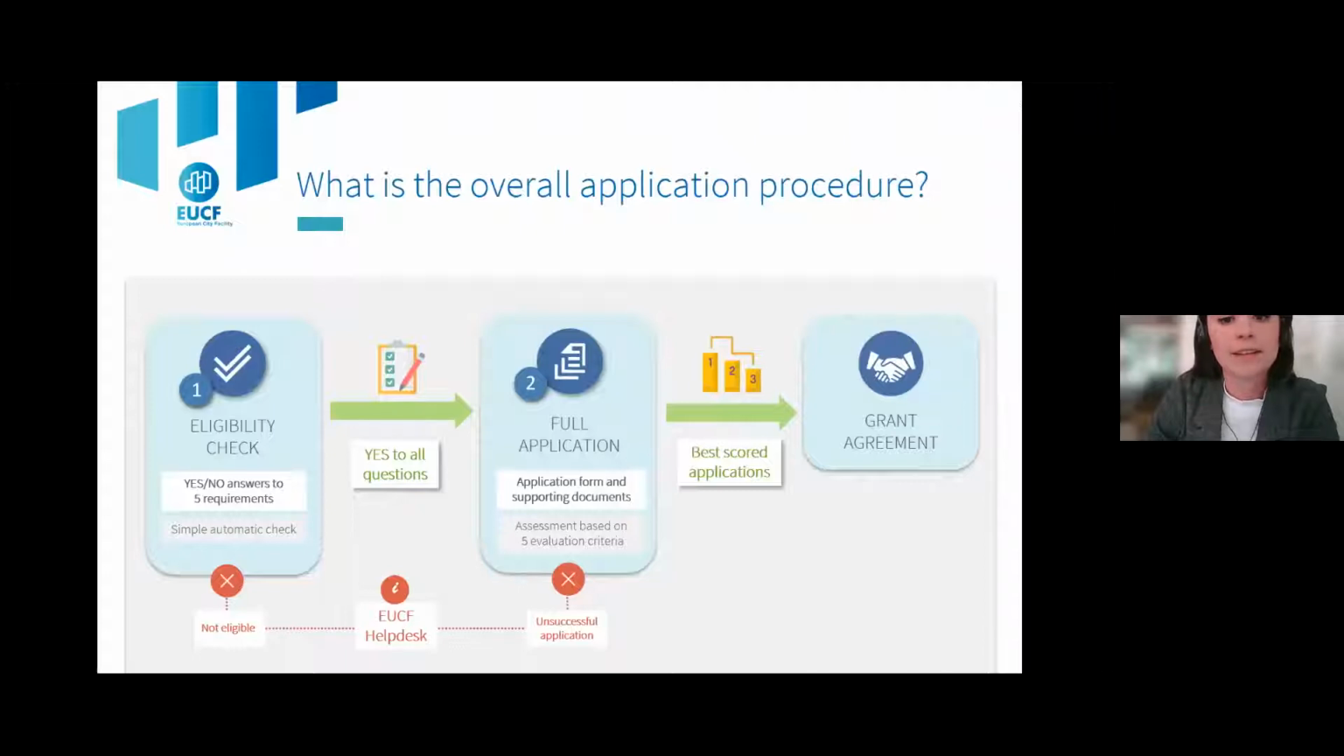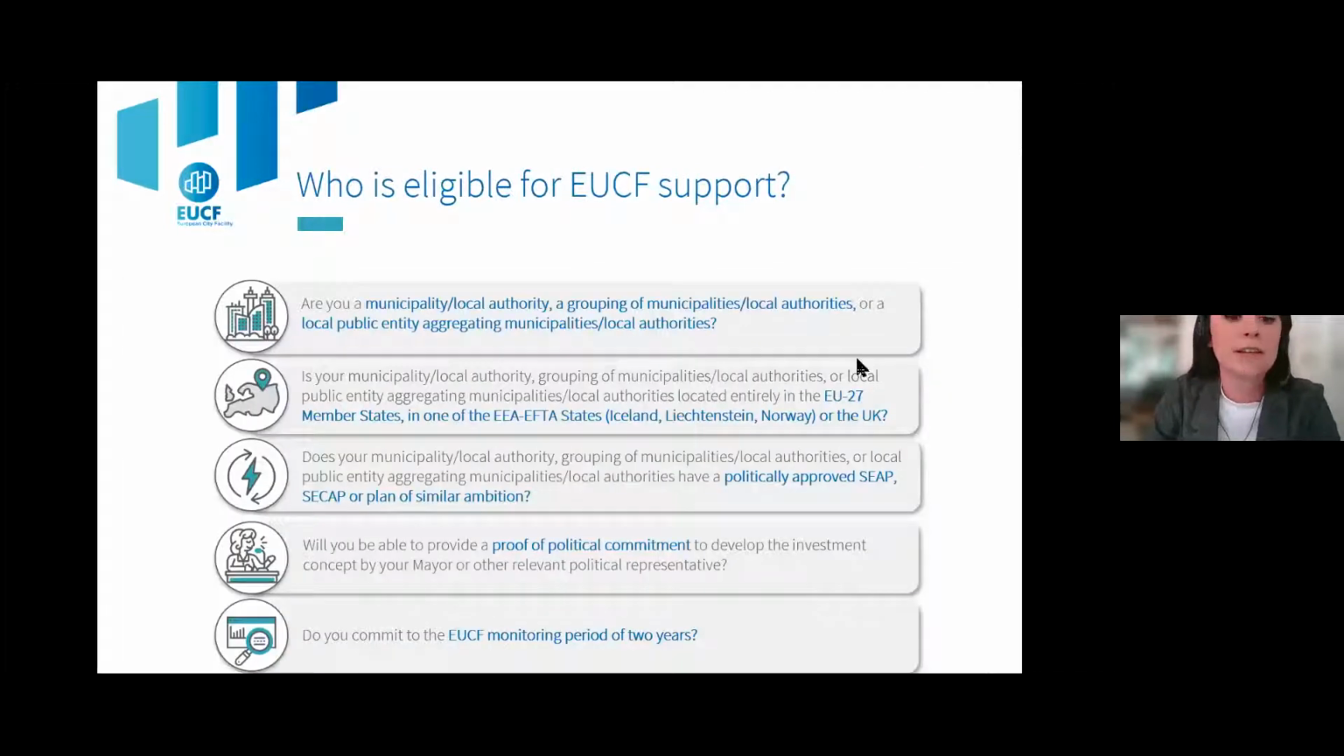Then in the next stage, the applicants are able to register to the EUCF website user zone and then complete the full application and the supporting documents and submit them directly online. And then when the call is closed, all applications will be evaluated based on 5 evaluation criteria. The best scored applications will receive EUCF support and conclude the grant agreements. The unsuccessful applications are then able to resubmit the applications in one of the next calls. And we will now have a closer look at some details.